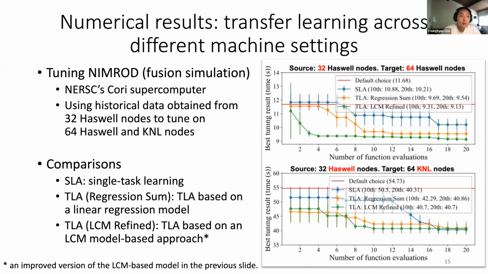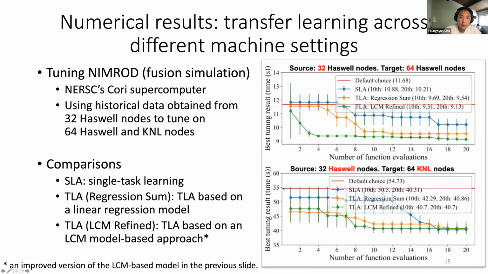So here we tune Nimrod, which is a fusion simulation code and requires a lot of computational resources to solve the problem. And here we consider that we have collected performance data using 32 Haswell nodes on the NERSC Cori machine, and we are now going to tune this application on 64 Haswell nodes and 64 KNL nodes, which means Intel Xeon Phi architecture. And we also compare the tuning performance with a single task learning that does not use any historical data from our history database.